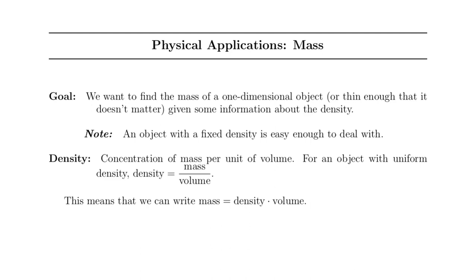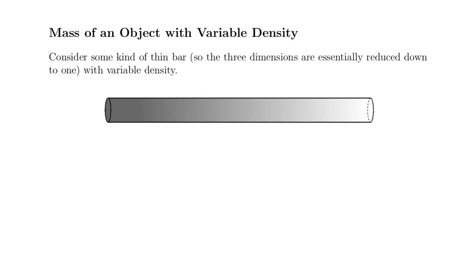For us, though, what we're going to do is talk about the mass of an object with variable density. So we're going to consider some kind of a thin bar. It's going to be thin, so the three dimensions can essentially reduce down to one dimension. And it's going to have variable density. I'm trying to represent that with this kind of gradient coloring. So we'll say on this end, very dense, and on this end, not that dense. But all we really care is that the density changes throughout here.